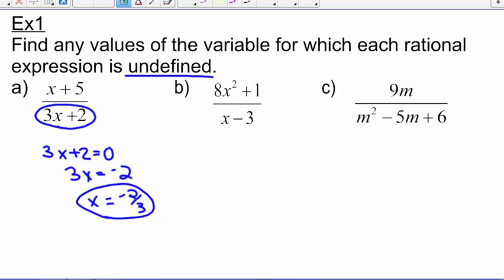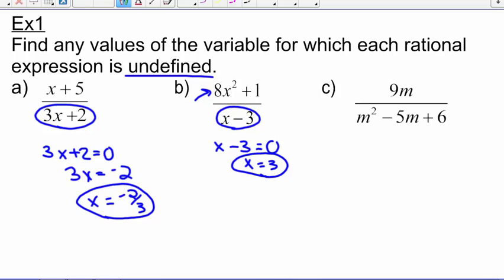Can't divide by 0. If I look at B, at the top, I don't care. It doesn't matter. Nothing matters on the top here. It's just what makes the bottom 0. So I have x minus 3 equals 0, so x equals 3. Okay, so x cannot be 3 here.